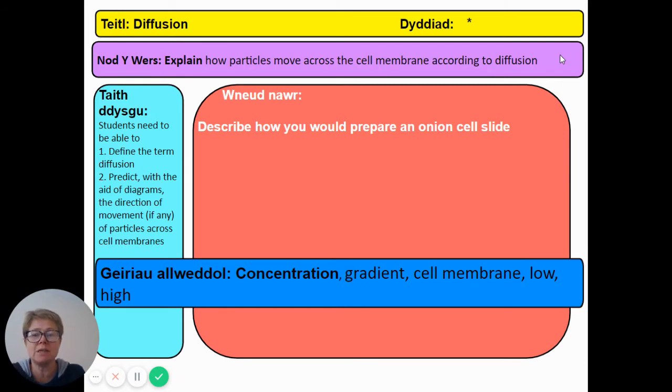So first of all, can you please just get the date and title written in your books? And I want you to think back to how we prepared an onion slide. So we looked at onion cells under a microscope. Can you write down 3 key points you remember about how you would prepare an onion cell slide? Your teacher can pause the video if needed while you do that. And the keywords are in the blue box as always for you to get written down. So if you'd like to pause now and get on with that.